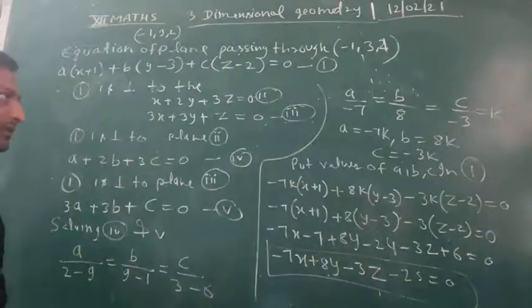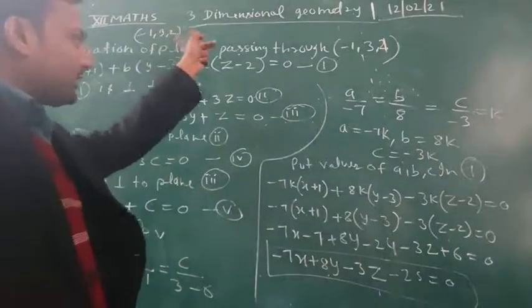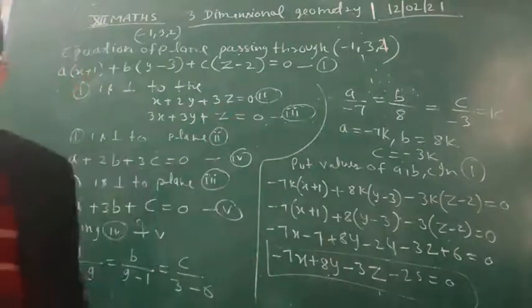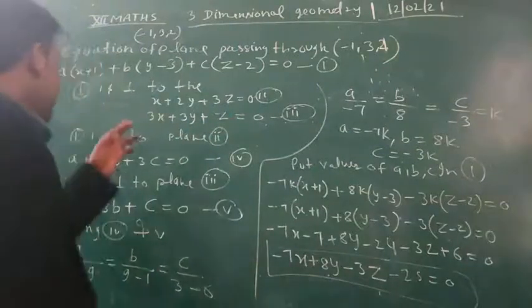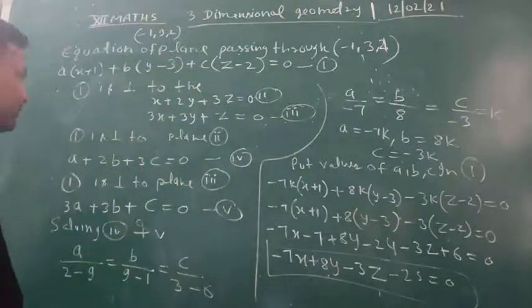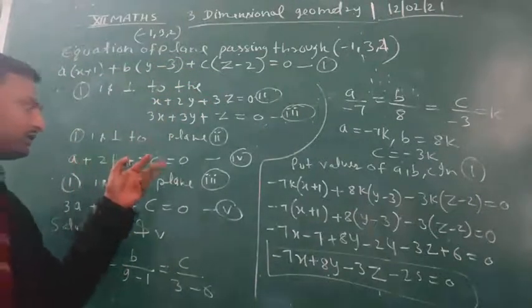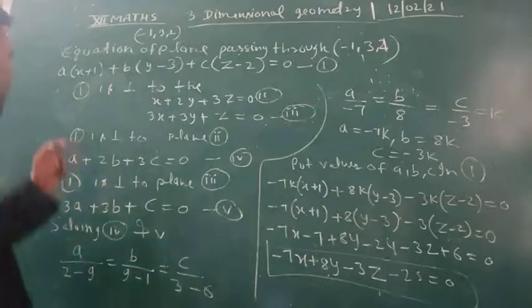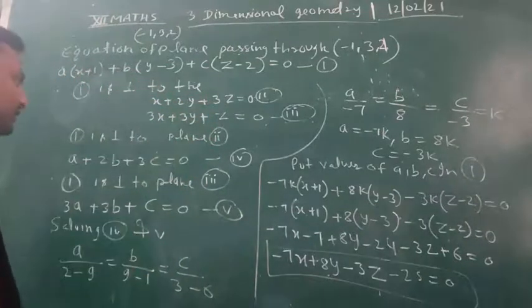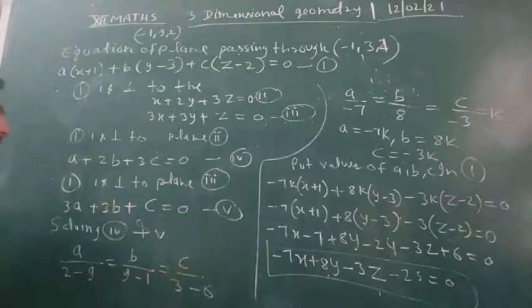Now students, our question says that the equation of the plane passes through that point and is perpendicular to this and this. So our a1 a2 plus b1 b2 plus c1 c2 is equal to 0. So we write A plus 2B plus 3C is 0. And students, again 3A plus 3B plus C is equal to 0. So this is again equation number 4.